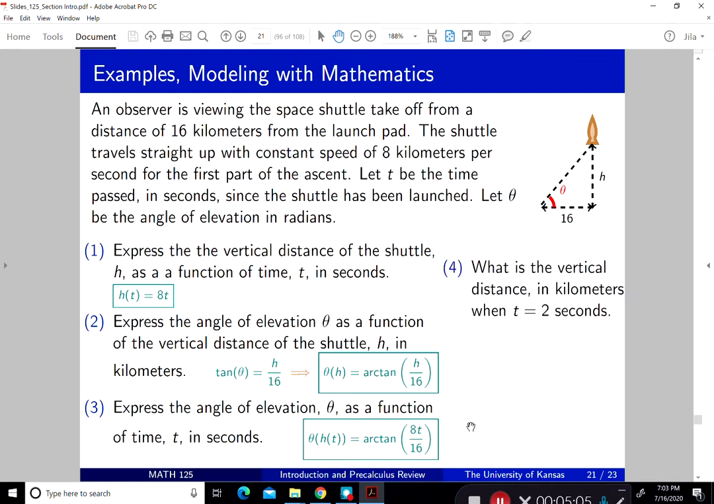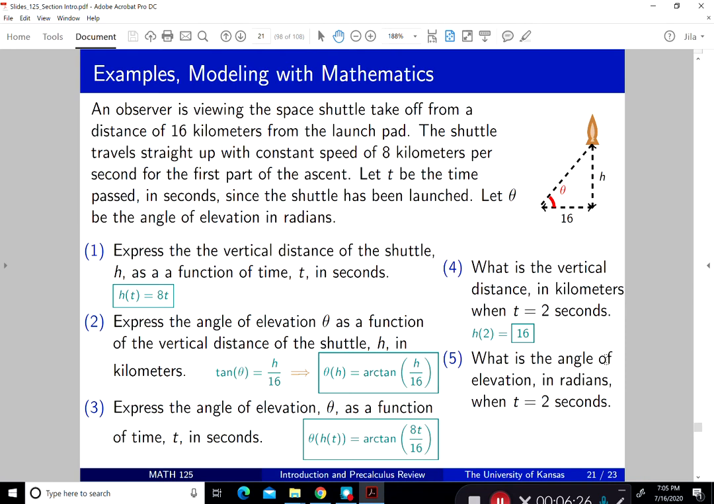So the next question is: what is the vertical distance in kilometers when t is equal to 2 seconds? I look at this part, that's the vertical distance h in terms of time. I plug in 2 in here and I get 16.